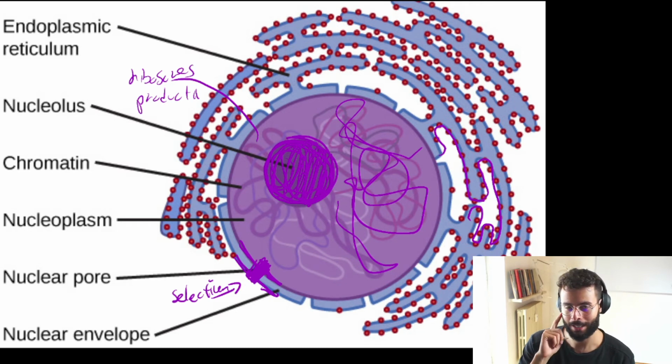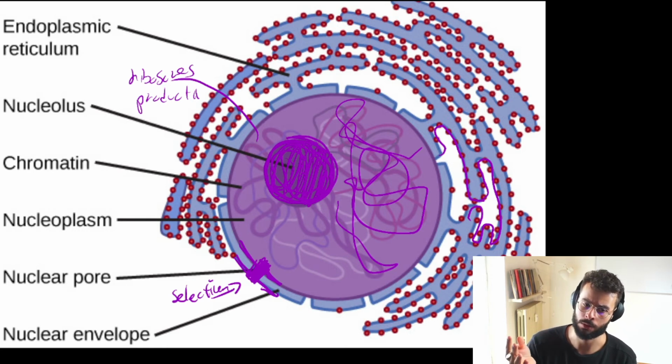Something very nice to know is that the cytoplasm is the watery, gel-like environment that we have outside of the nucleus. But inside the nucleus, we don't call it cytoplasm, we call it nucleoplasm.